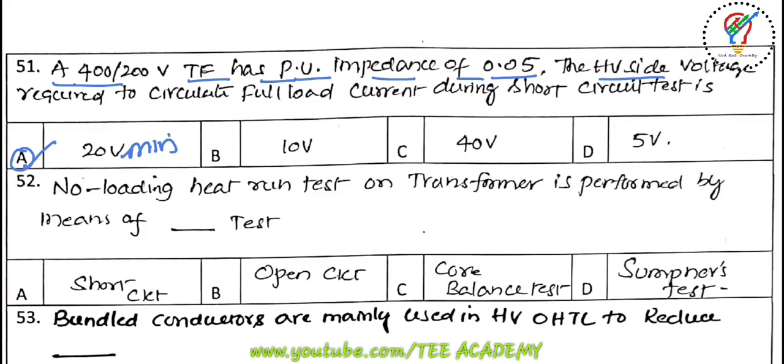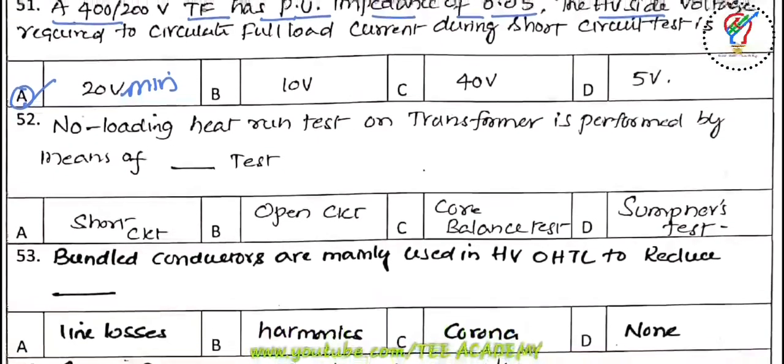Next question here, it's a theory question. A no load heat run test on a transformer is performed by means of dash test. So we will perform this test by using the Sumpner test. The other options are also there: short circuit, open circuit, core balance test.